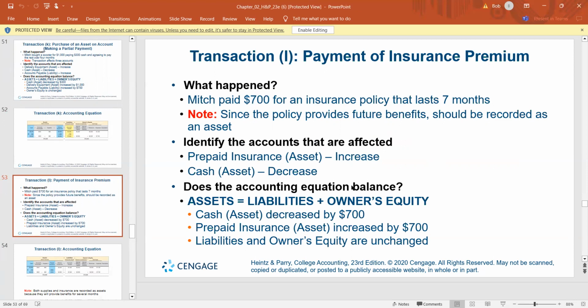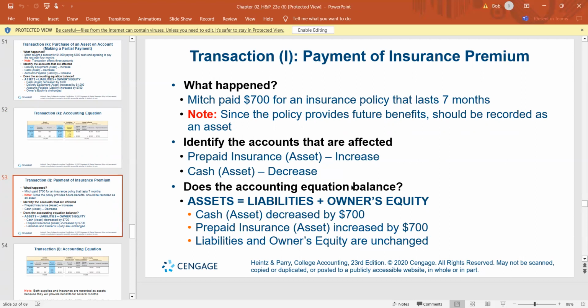Let's assume he bought this policy in December of 2022. Well, he didn't have any insurance in December. He bought the insurance policy to cover him in 2023. So when January expires, so does 1/7 of that $700. Then we're talking expense, okay? Since the policy provides future benefits, it should be recorded as an asset.